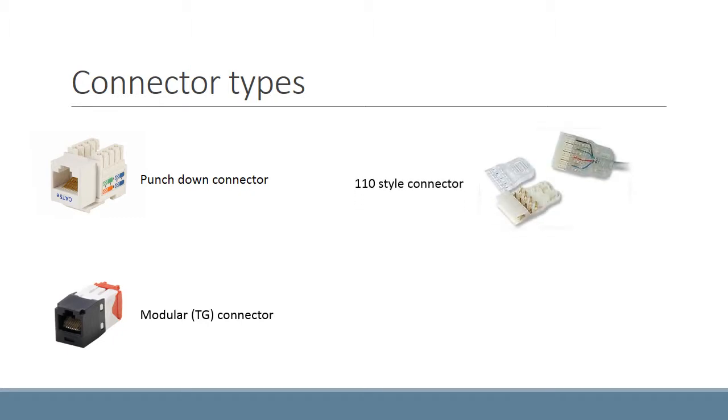The third connector is a 110 style connector. It is not commonly used for network installations because, as you can see from the image, the cable conductors do not maintain the twist all the way to the beginning of the connector. The next one is an RJ45 plug. It is very common in patch cables.